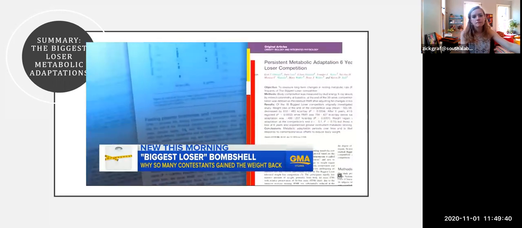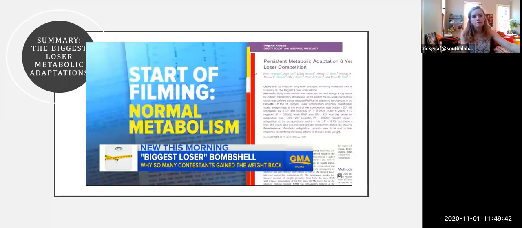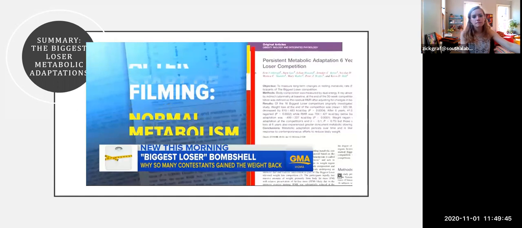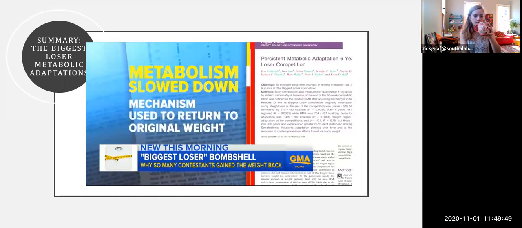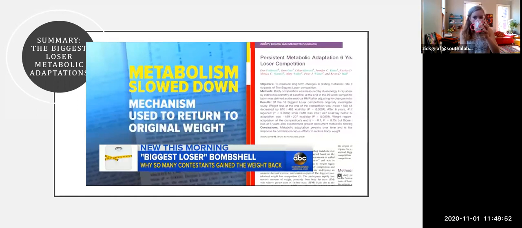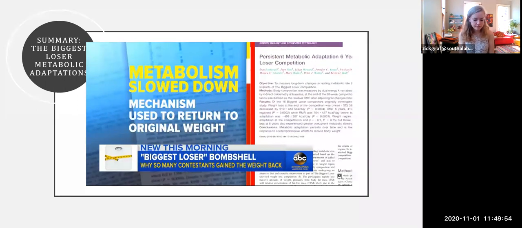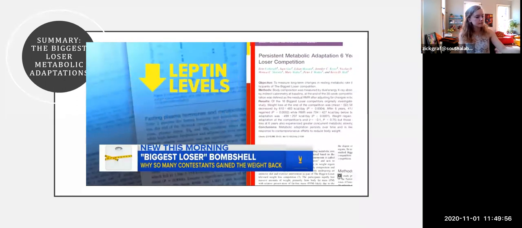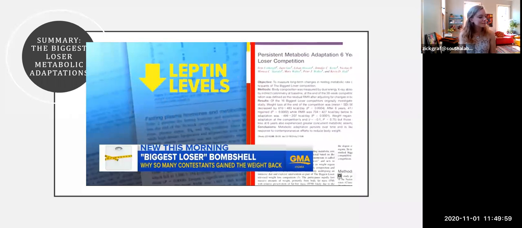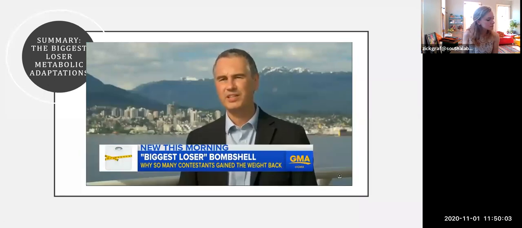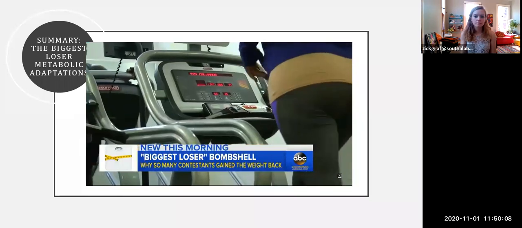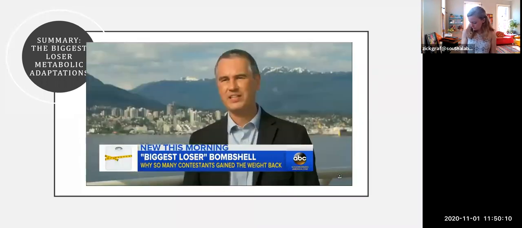According to the study, while the contestants all had normal metabolisms for their size at the start of filming, years after it was over, their metabolisms continued to slow down, a mechanism the body uses to return to its original weight. Further compounding the problem, researchers found the contestants had plummeting levels of leptin, a hormone thought to help control hunger, which left them constantly feeling hungry. After you lose weight, your body's metabolic rate will slow down. The number of calories that your body requires is going to decrease, and that's going to make it difficult for you to keep the weight off.